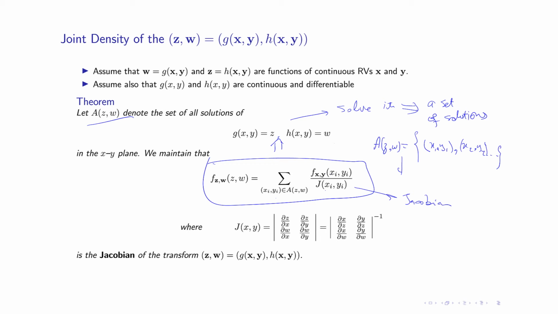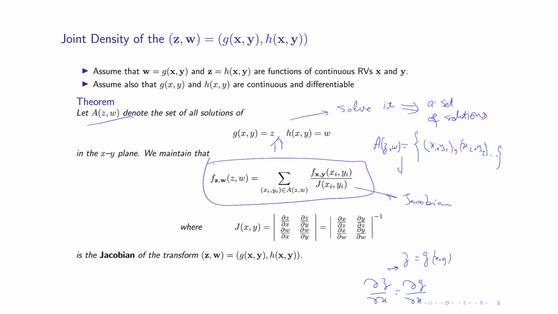So the Jacobian is calculated using this one. Remember that you have Z equal to G of X and Y. So you can calculate the derivative of that. The derivative of Z with respect to X is just the partial derivative of G with respect to X, or the same thing. Because you have two functions and two variables, you have four partial derivatives here. So you have these ones. You calculate them, and then you calculate the determinant.